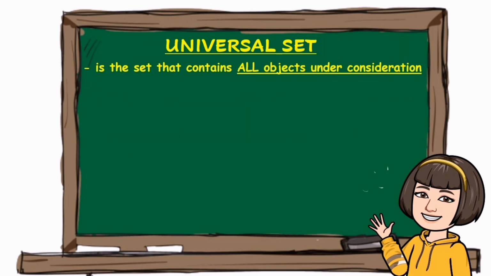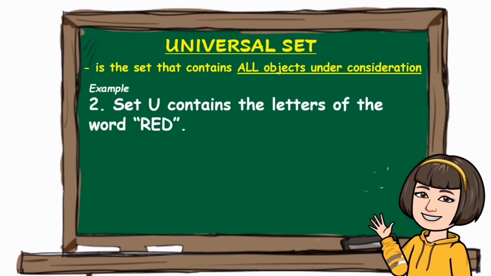Now, it's your turn. Can you help me form the universal set that contains the letters of the word red? Did you say the letters R, E, and D? Yes, that's now the universal set because R, E, and D are the letters of the word red. So, we can now say that the universal set must contain all objects under consideration.